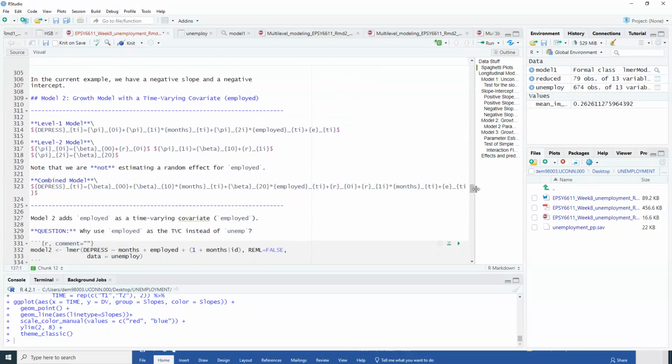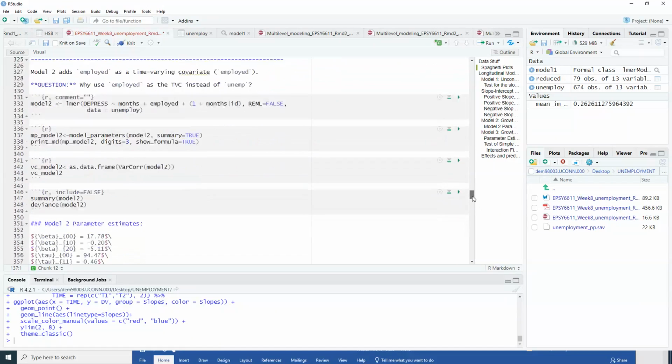let's move on and do our time-varying model. Now we're going to do our model that has a time-varying covariate, employed. Again, it's dichotomous: 0 means unemployed and 1 means employed. And I'm not going to put a random effect in for the employed variable here.